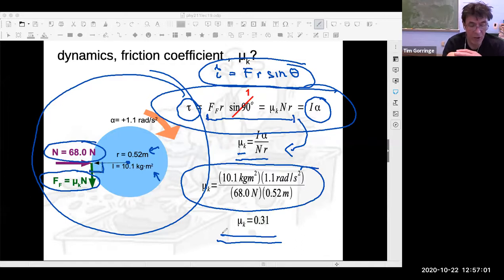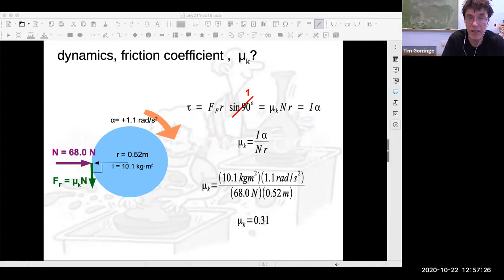If that coefficient of friction had been smaller, then there would be a smaller frictional force, a smaller torque associated with the frictional force. And again, there would be, in this case, less angular acceleration, and the wheel would have taken longer to stop. So that's a nice example of rotational dynamics, of the second law of rotational motion.